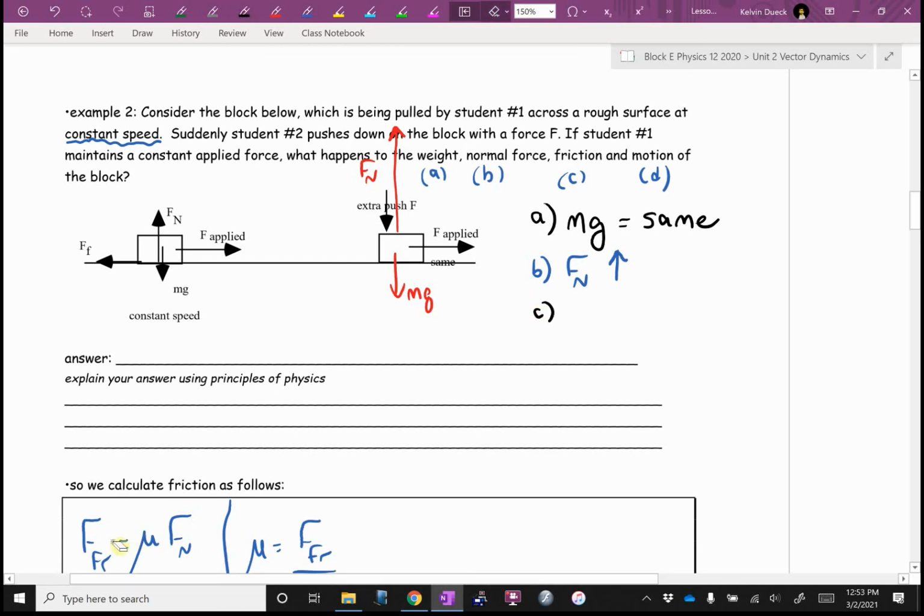Marcella, from the box down here, friction is what times what? So if the normal force got bigger, part C, what must have happened to the force of friction? Bigger, smaller, or stayed the same? Bigger.